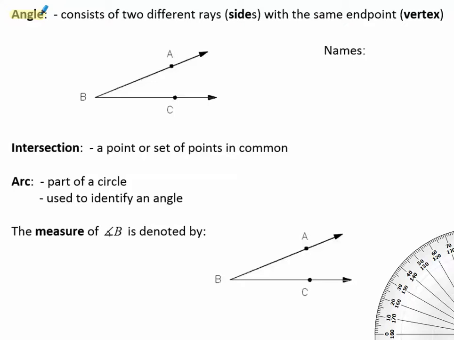Angle. An angle consists of two different rays, those are the sides, with the same endpoint. That would be the vertex. So in this picture, the rays that are the sides are ray BA and ray BC. Notice they meet at that endpoint, and the endpoint is called the vertex. Here is the endpoint, point B, and that is the vertex.